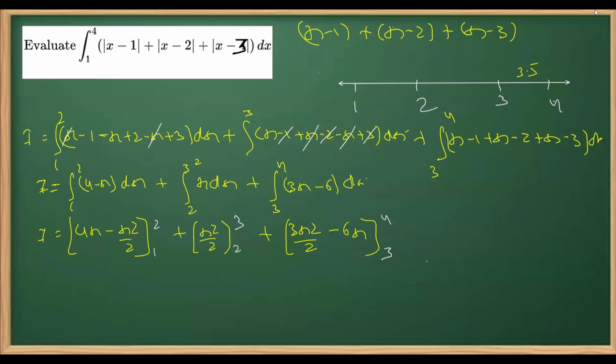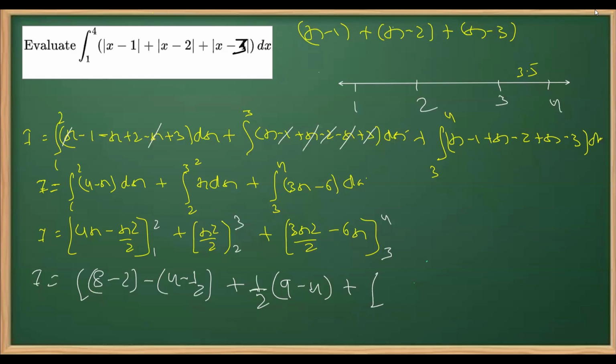So I'm going to place the limits. It comes out to be: placing the upper limit 2, 4 twos are 8, 8 minus 2 squared is 4, 4 upon 2 is 2. And then the lower limit, which is 1: 1 into 4 is 4 minus 1 over 2. Plus, for the next, I'll take half common here. Upper limit is 3 squared, which is 9, and 2 squared, which is 4, plus I'd place the upper and lower limits.